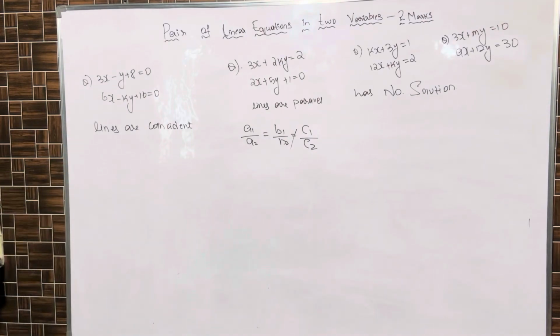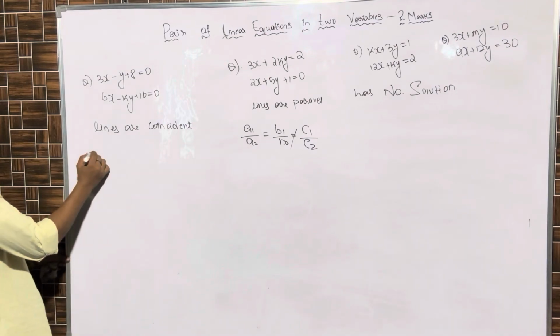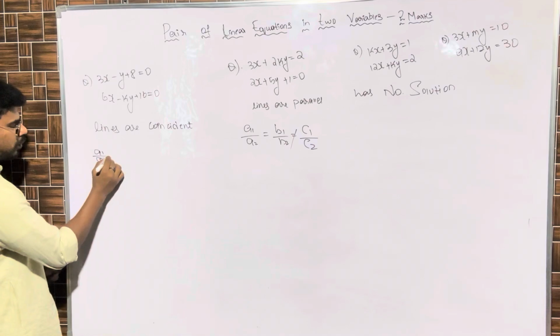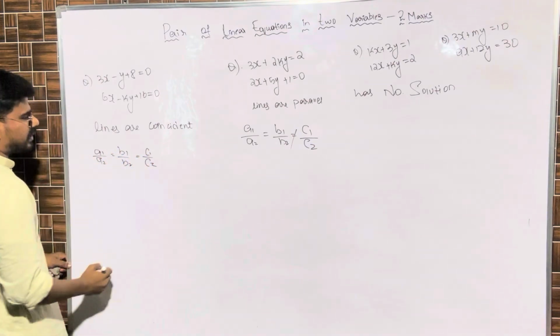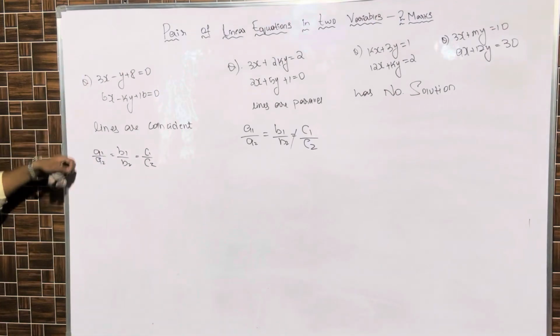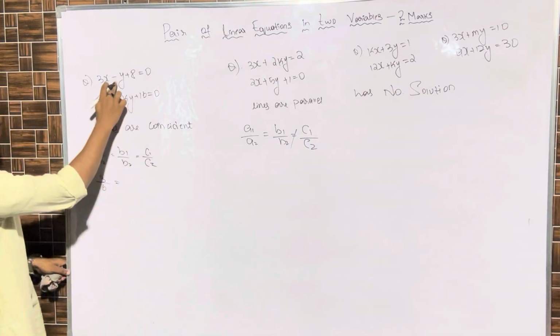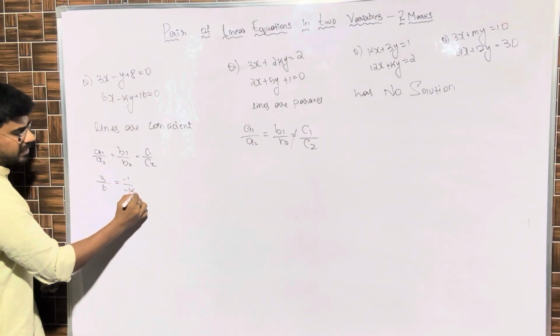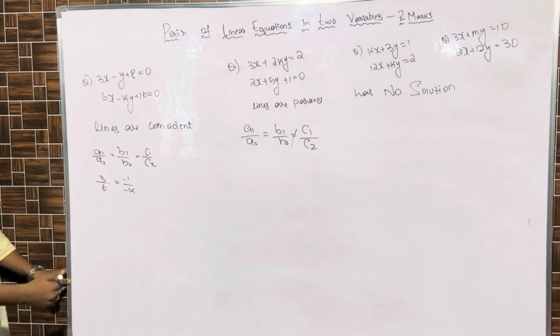coincident. Coincident in the sense, what is the condition? A1 by A2 is equal to B1 by B2 is equal to C1 by C2. All are equal. Yes. A1 by A2 is 3 by 6. 3 by 6 is equal to B1 by B2, minus 1 by minus k. We need not go for C1 by C2 because here only we will get the k value.